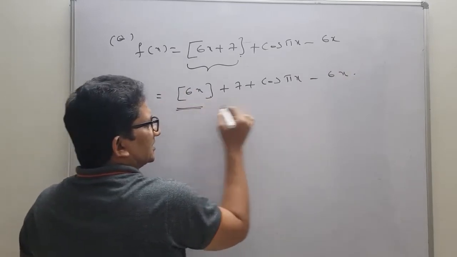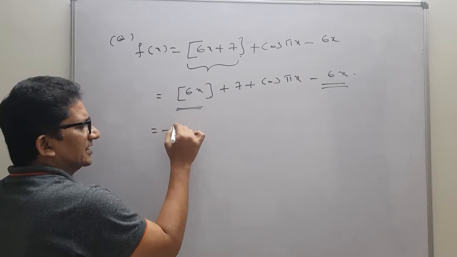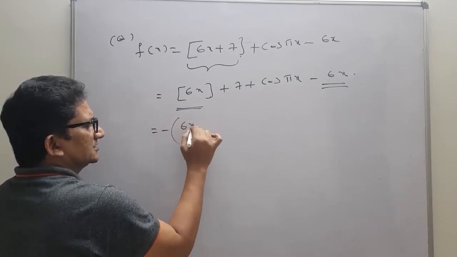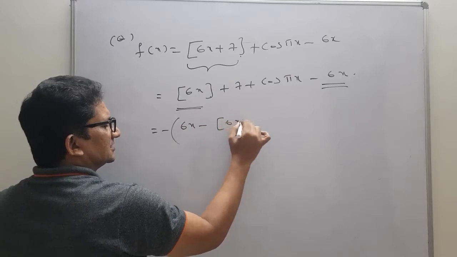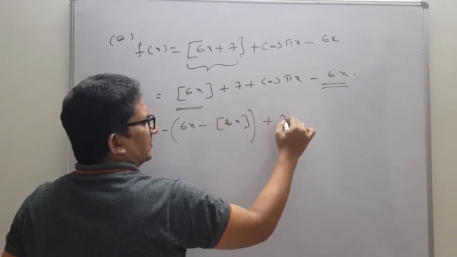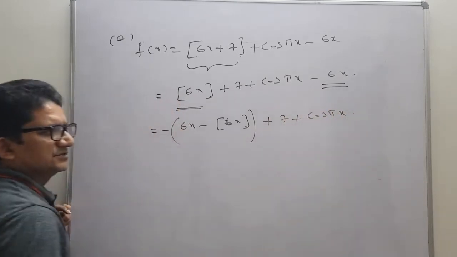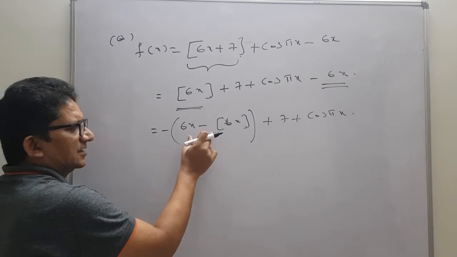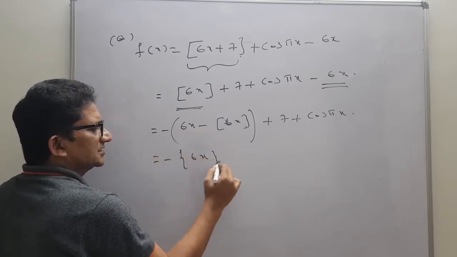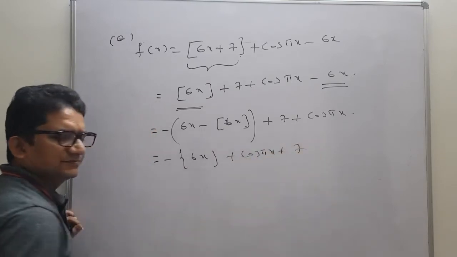Now we concentrate on this and this. From those two, if I take minus common, then we will get a function: 6x minus greatest integer function of 6x, plus 7 plus cos pi x. This is what we are getting. Okay. Now this is minus the fractional part of 6x, plus cos pi x plus 7.